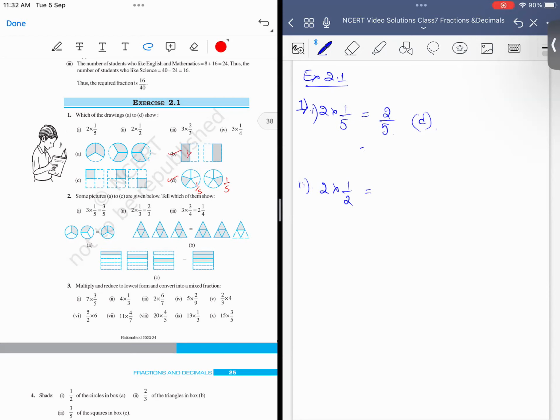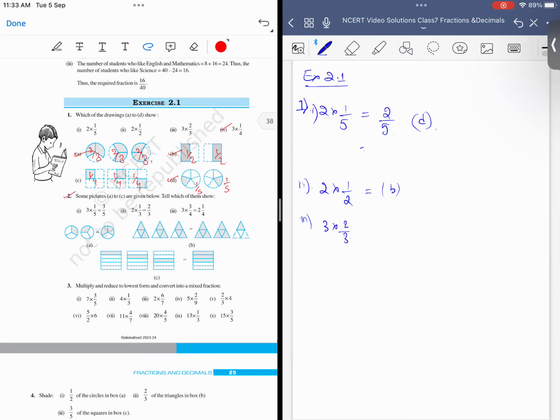Each of these represents 1 by 2, so 2 halves. Next, 3 into 2 by 3. Now see option A. This is option B. Now see 3 into 2 by 3. This is 2 by 3, this is 2 by 3, and this is 2 by 3. So this represents 3 into 2 by 3. The last one, 3 into 1 by 4. So 3 into 1 by 4 is which one? This is 1 by 4, 1 by 4, and 1 by 4. So in total, 3 1 by 4s are there.